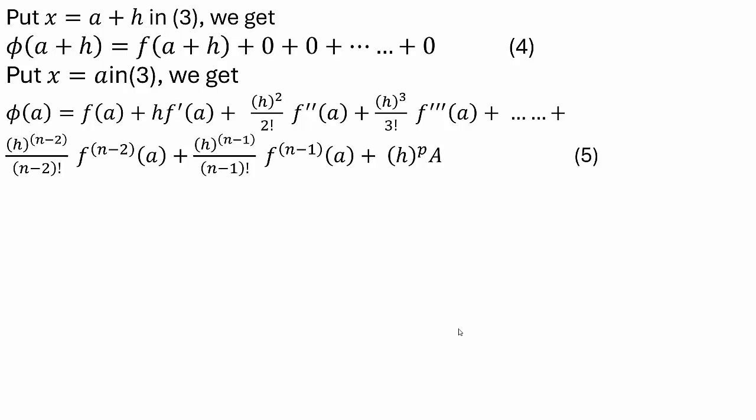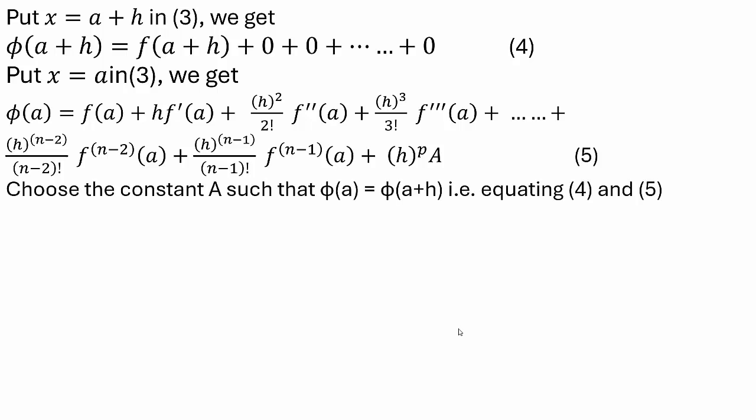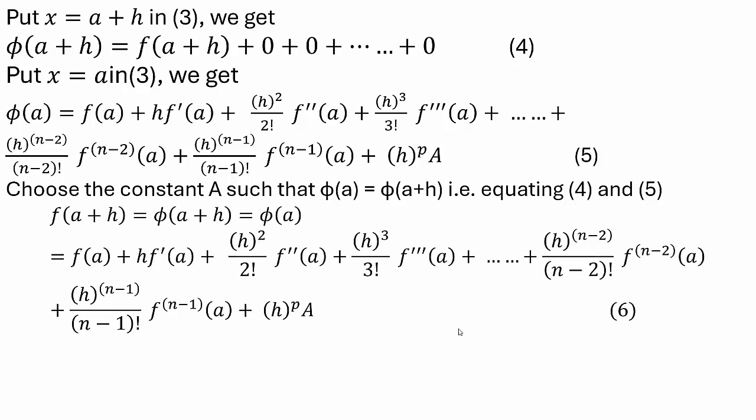Equation number 5 we will obtain from equation 3 by substituting x equal to a, and in 3 by substituting x equal to a plus h we will get equation 4: phi of a plus h equal to f of a plus h. We shall choose a constant capital A such that phi of a equal to phi of a plus h. That is, by equating equations 4 and 5, we will get f of a plus h equal to phi of a plus h equal to phi of a.